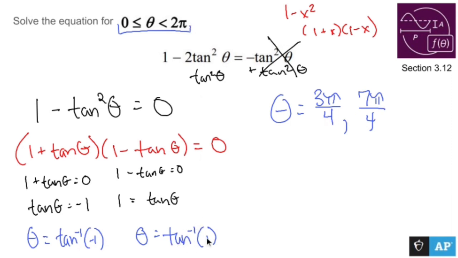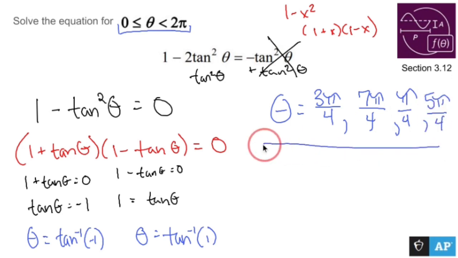Similarly, the inverse tangent of 1 is basically asking me, what angle measures give me a slope of 1? Well, that's going to be regular pi over 4. And since the period of tangent is pi, I'm going to add pi to that and get 5 pi over 4. So I have 4 answers here, and those are my 4 answers based off of the way that I did it.